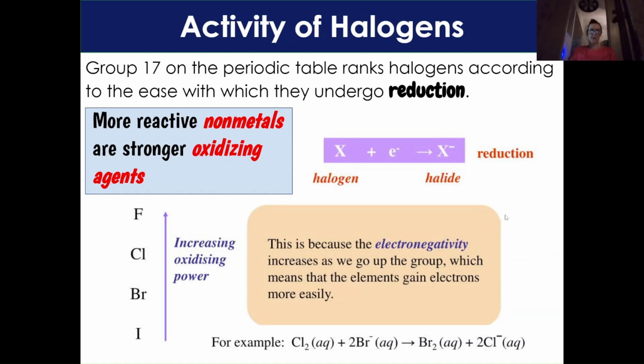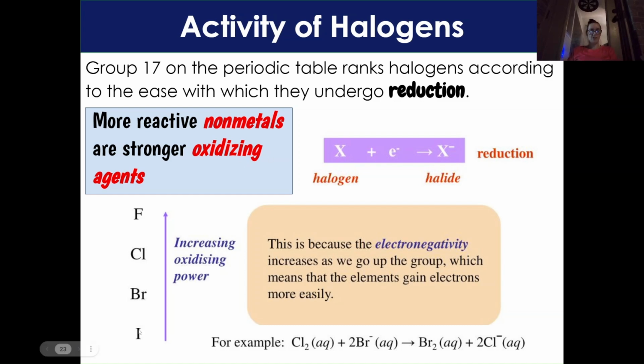Looking at halogens, however, halogens prefer to gain electrons. They prefer to undergo reduction. So on your reduction potential table, you can see that halogens are mostly on the bottom. They have more positive reduction potentials, which means they really do want to be reduced. Metals that are really reactive and want to be oxidized have negative reduction potentials because they do not want to be reduced, they want to be oxidized. So more reactive nonmetals are stronger oxidizing agents, meaning they want to be reduced, so they're going to be at the bottom of that table.